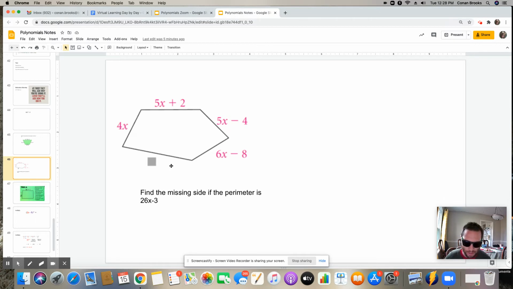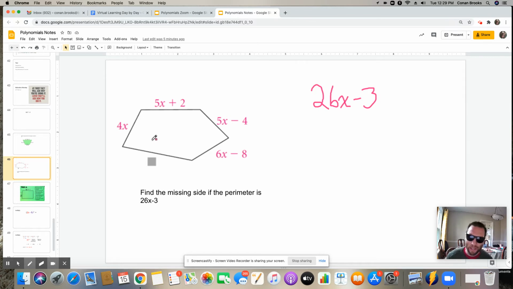I'm just going to go over my way. Not very good at these video things yet. Okay, so what I know is I know the total perimeter is 26x minus 3. That's the total perimeter. And in order to find the perimeter, you add up everything. So if we were to add up everything, that would give us everything we know.